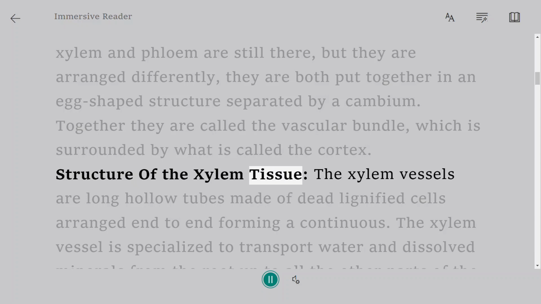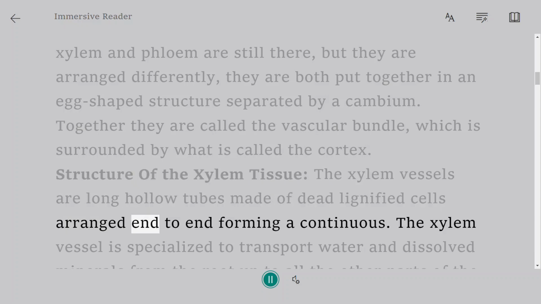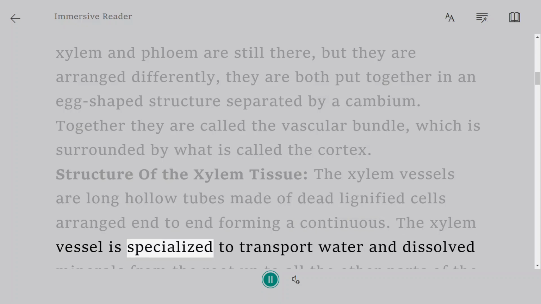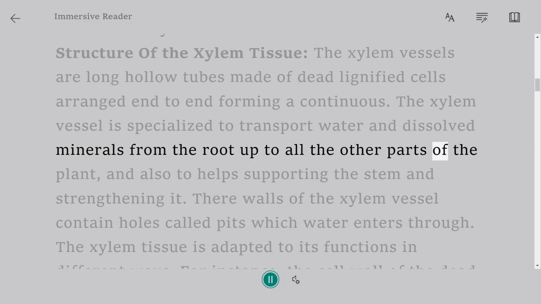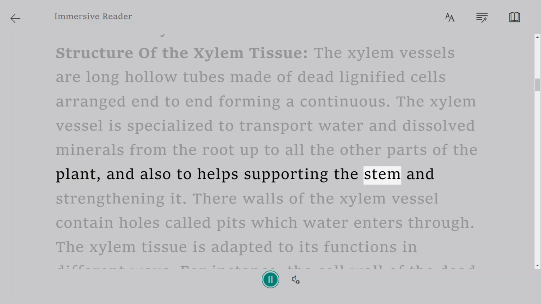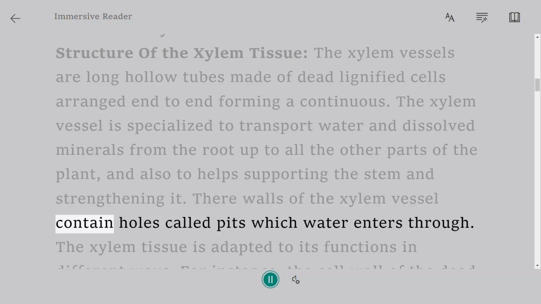Structure of the xylem tissue: the xylem vessels are long hollow tubes made of dead lignified cells arranged end to end, forming a continuous tube. The xylem vessel is specialized to transport water and dissolved minerals from the root up to all the other parts of the plant, and also to help support the stem and strengthen it. The walls of the xylem vessel contain holes called pits which water enters through.